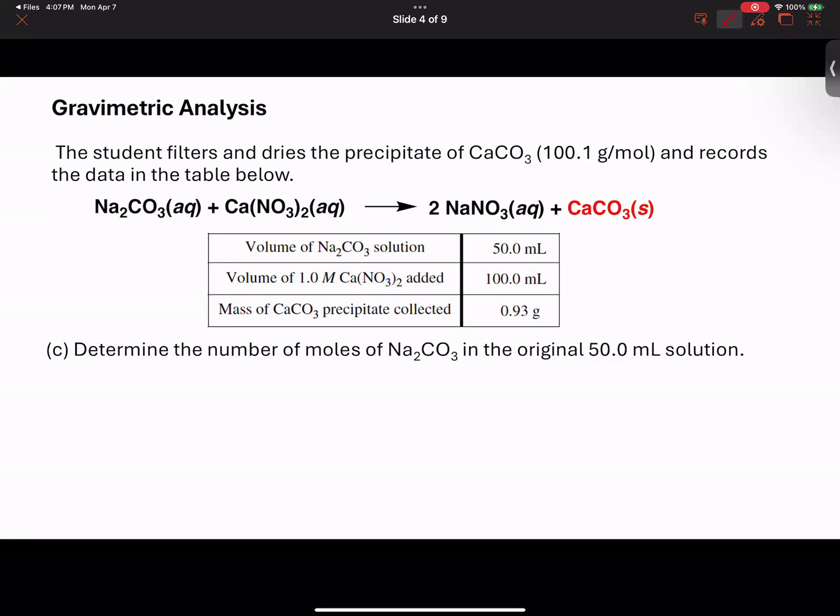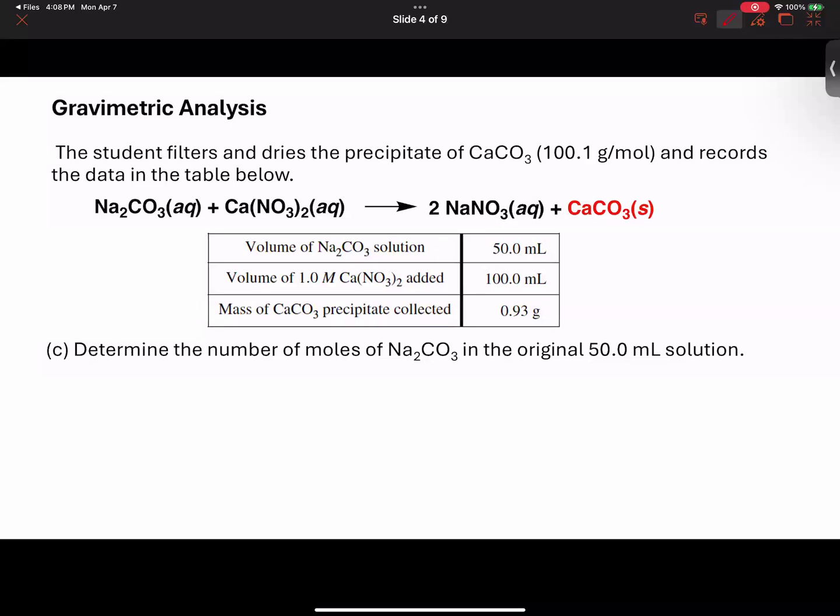Then we use gravity filtration to filter the solid precipitate out of the solution. We put it in the oven and dry it over time. When the mass reaches a constant mass, we know that this is finally the mass of the solid precipitate. From this, we can determine the mass of the solid precipitate formed.